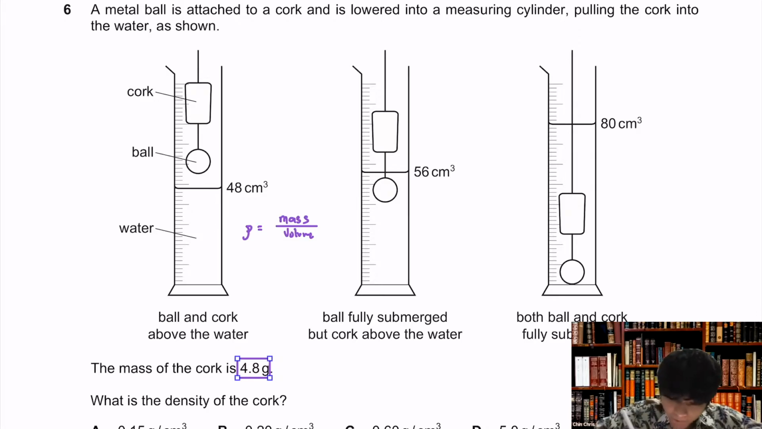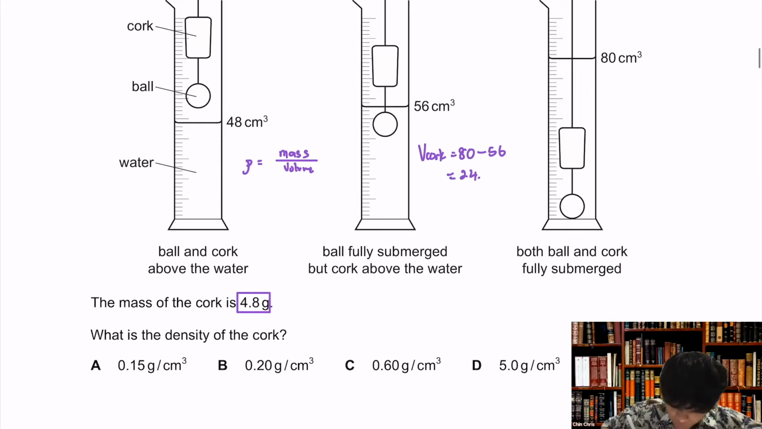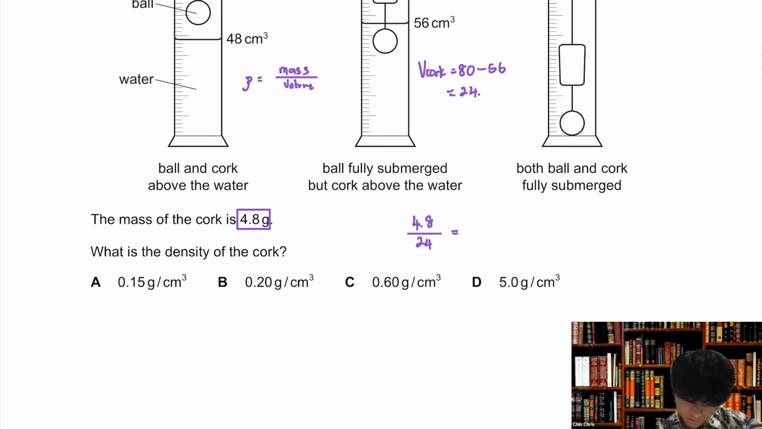So this is your cork. 80 minus 56, that's your volume of the cork. 80 minus 56, I'm getting 24. So your answer is 4.8 divided by 24, which is 0.2. So far so good, no question?